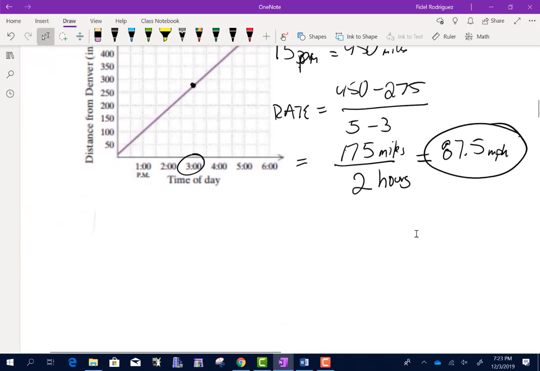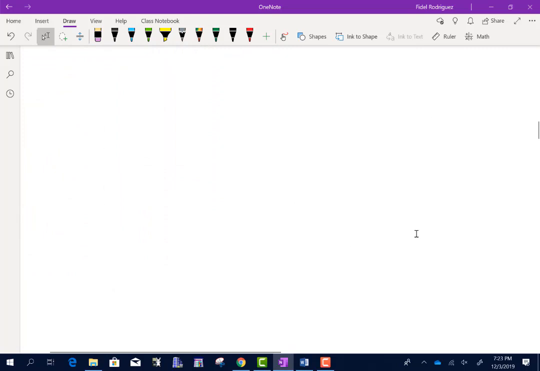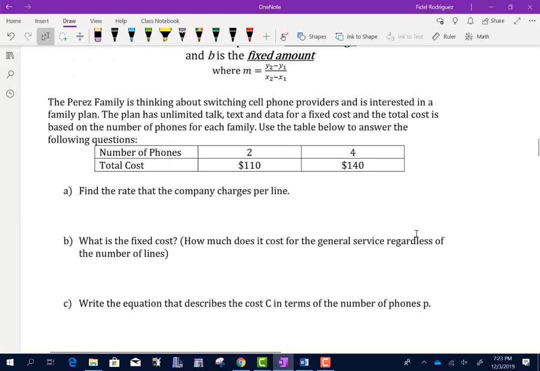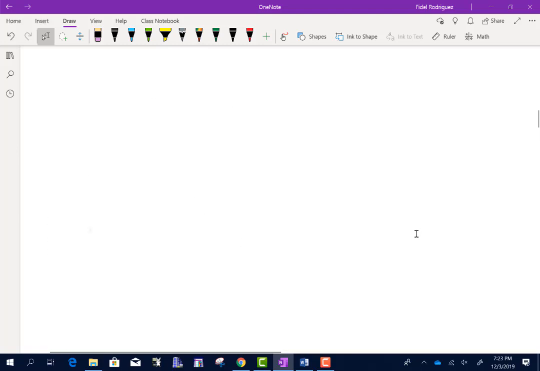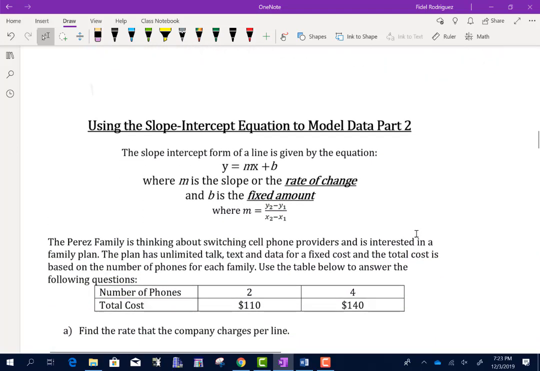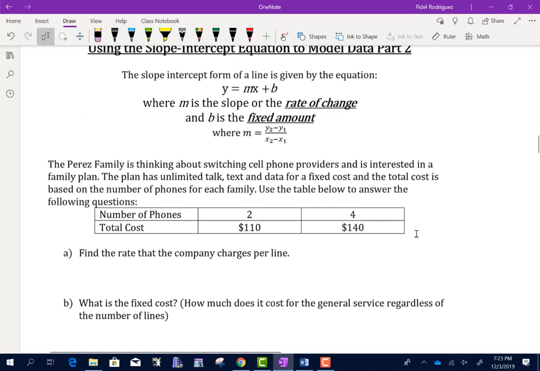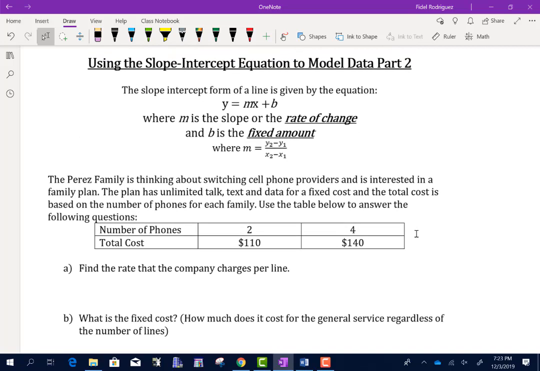Alrighty. So guys, do me a favor. Go to the next page. Here we go. Did I skip one or no? No, we're good. So, guys, the way I'm going to do these problems is very similar to what we just did, okay?